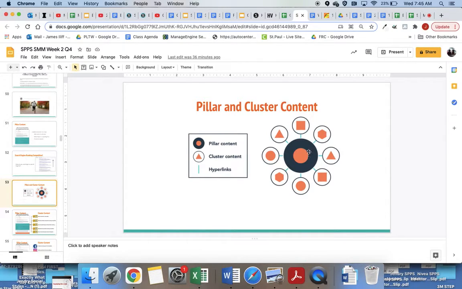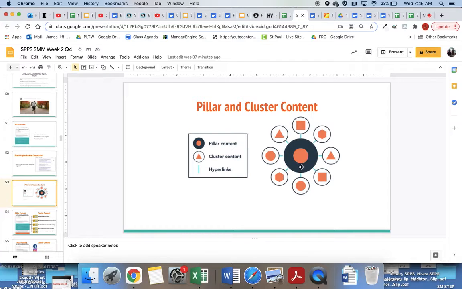You have one, we call it a pillar content, one piece that is the ultimate guide of whatever you're talking about. If you're talking about makeup, this piece covers everything. You're going to write a lot. Like this blog would be 2,000 words long, with lots of pictures. It covers every single topic. So once you create that pillar content, you can break off what we call cluster pieces, cluster content.